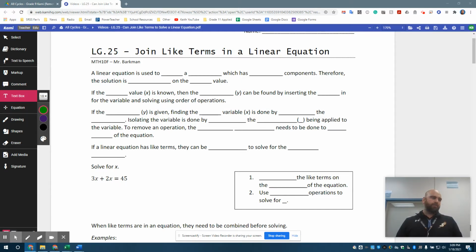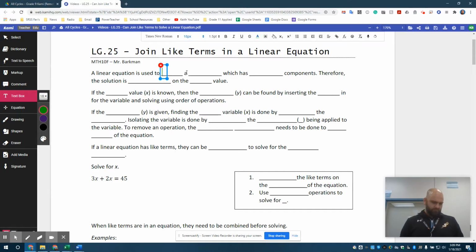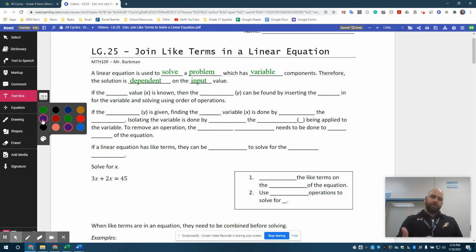A linear equation is used to solve a problem which has variable components, meaning that we're using letters to represent where a number should go. Therefore, the solution is dependent on the input value, meaning that depending on what we input into our equation, the output will change.